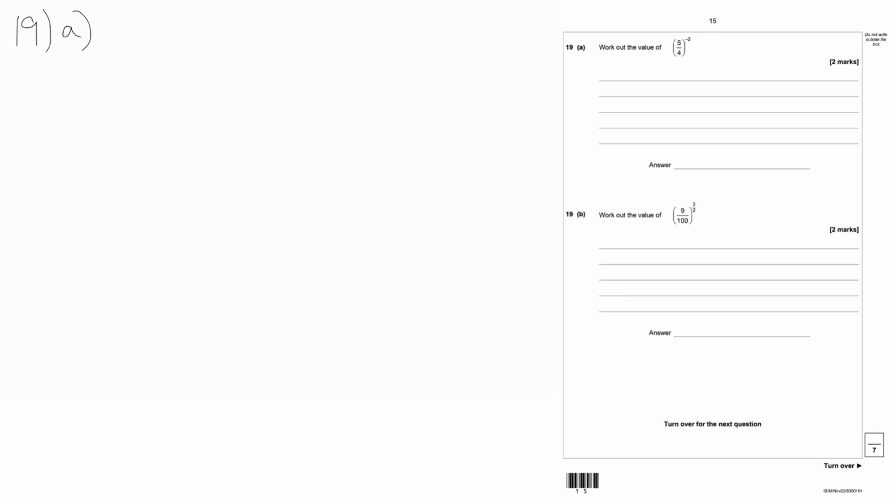So for question 19, part A, we're told to work out 5 over 4 to the power of minus 2. And the thing I'm going to use here is that if we have x to some power minus n, this is equivalent to 1 over x to the power of n.